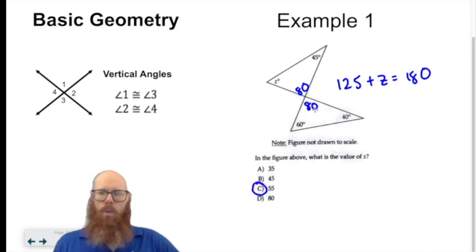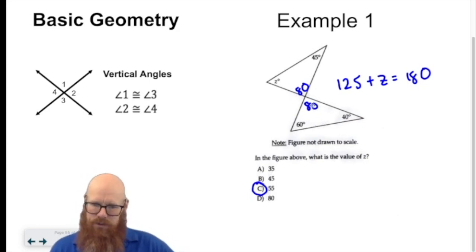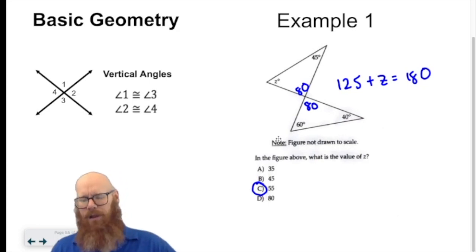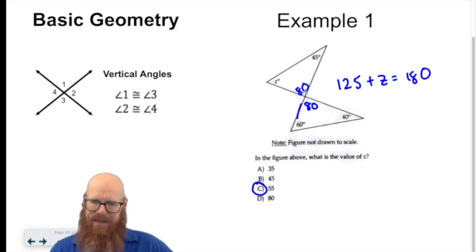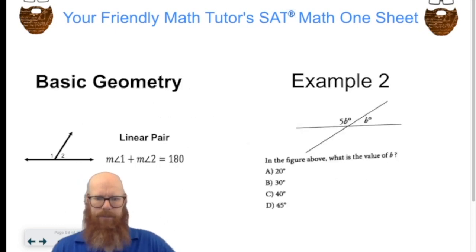All right, so we use the angles of a triangle add up to 180, and then we use the vertical angles here. So that's one way. Vertical angles will very rarely be the whole problem. They'll usually be one small part of the problem. So anytime you see an X like this, you're probably going to be using vertical angles. Okay, let's keep it moving, and our next topic will be linear pair.